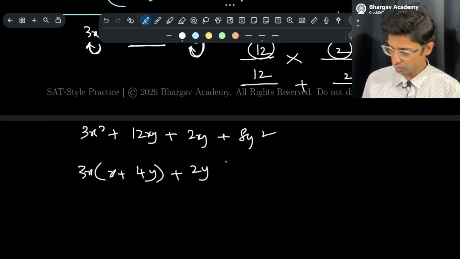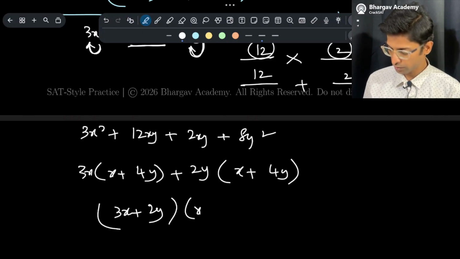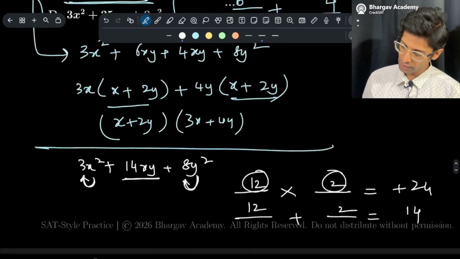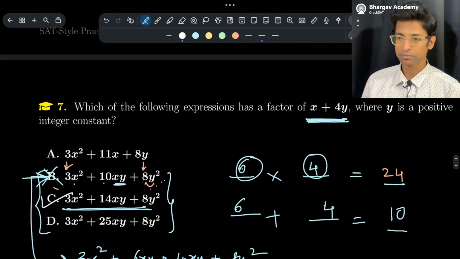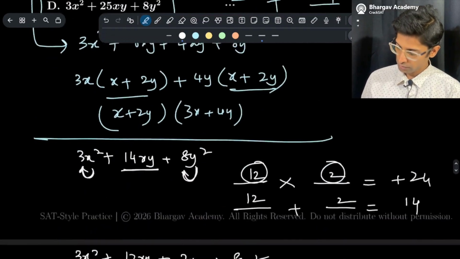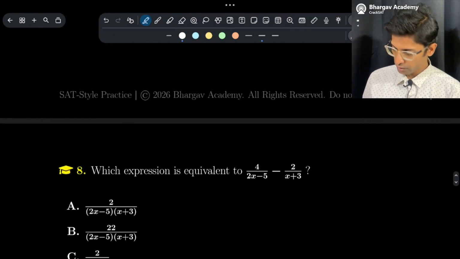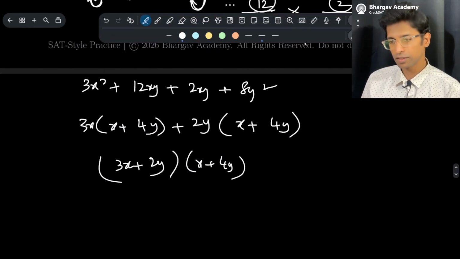I should take 2y common, so it is x plus 4y, 3x plus 2y and x plus 4y. So since he has asked x plus 4y should be a factor, this should be the right answer. So this is the most efficient way to do this problem.